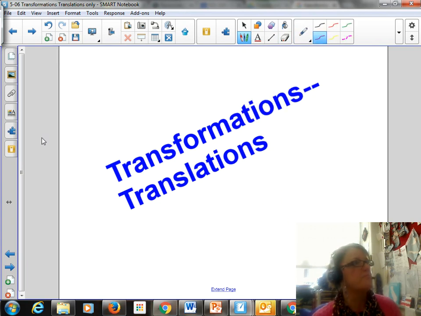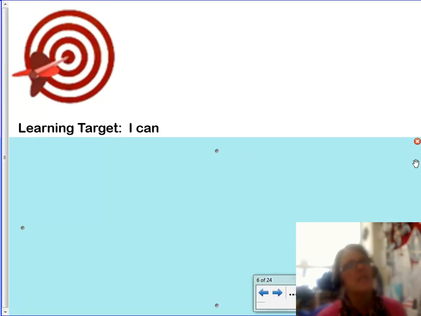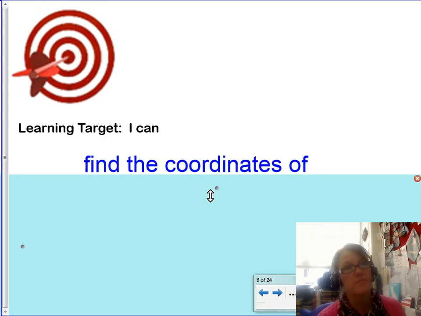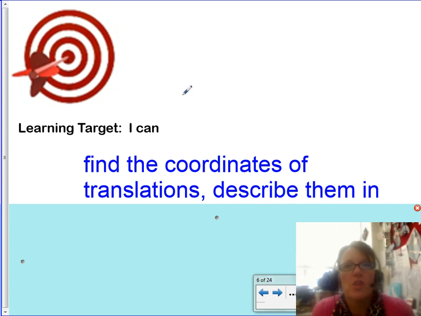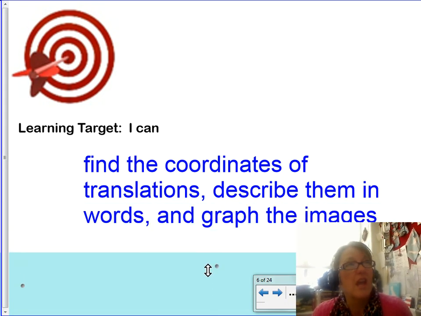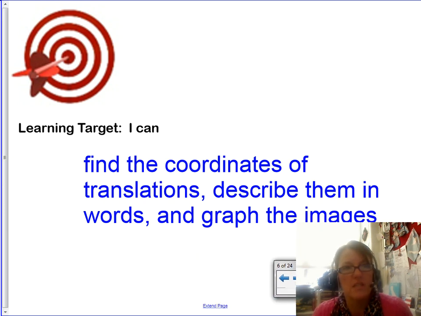Okay, and here's what our learning target is going to be today. Here's what you're going to be able to do. You're going to find the coordinates of translations. We're focusing on this specific type of change today. And you're going to be able to describe it to me in words and then graph the images on a coordinate system. So we're all about translations today.